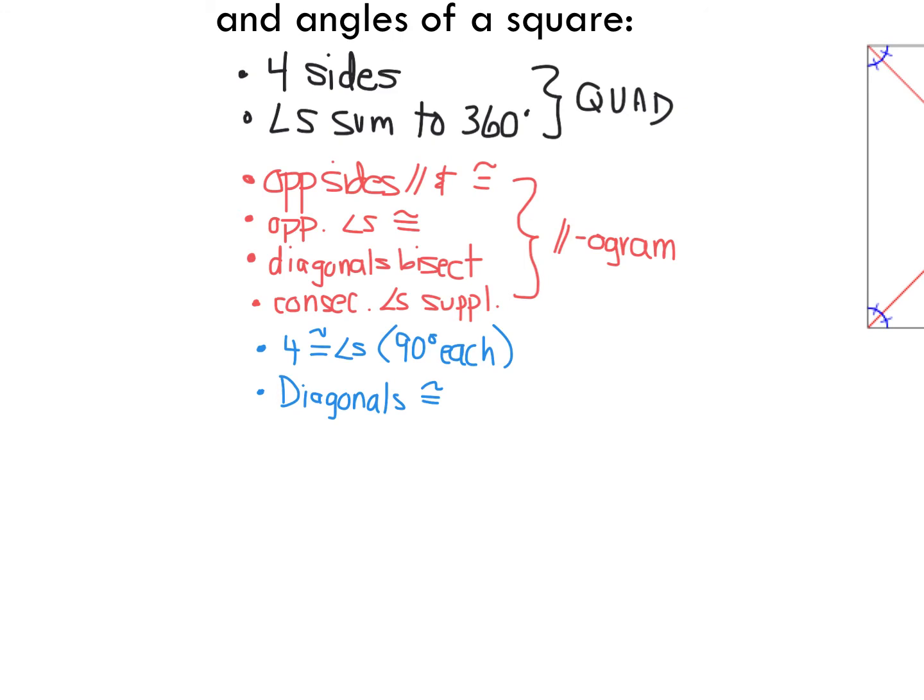Next two properties: it's going to have 4 congruent angles, each being 90 degrees, obviously, and then the diagonals are congruent, and the square gets this from the rectangle. Because a square is a rectangle, it's going to have these properties.